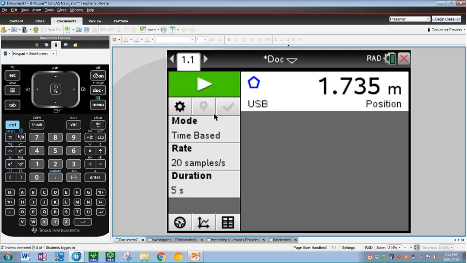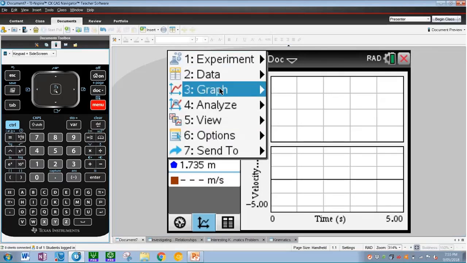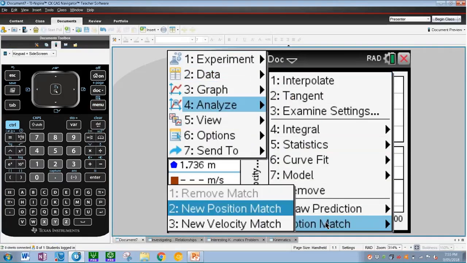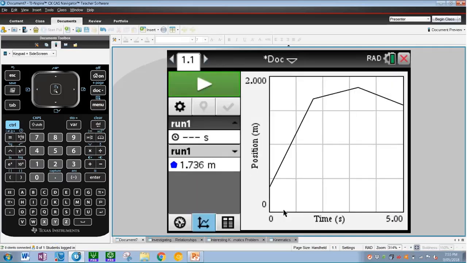So a data match is where I'm going to ask the calculator to provide me with a position graph, and I'm going to try my best to match that. There we go. Ooh, that's probably the toughest one I've ever gotten. Okay, I'm going to try my luck with this, and let's see if it goes well.